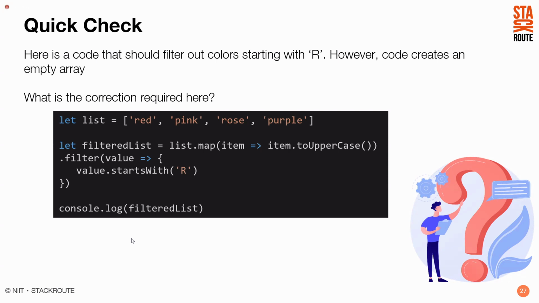Again, I am applying filter. Filter is also traversing all the values, and it wants to return whichever value starts with R. But we are not getting the expected output. Instead, it is returning an empty array. There is a small correction. Is it because of brackets, no?